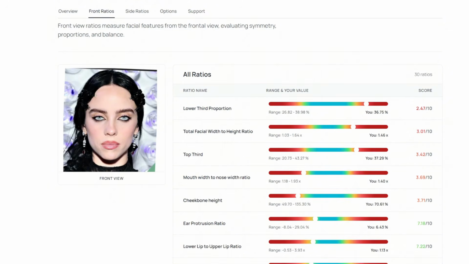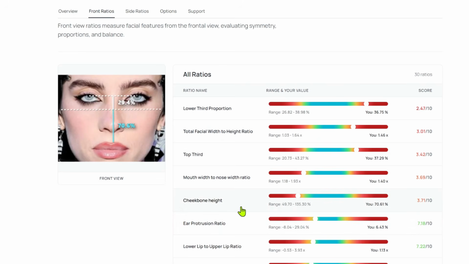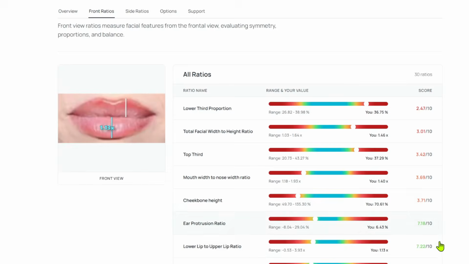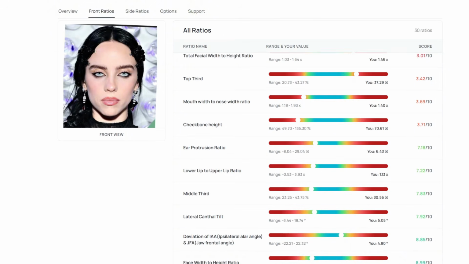So it's there. Her cheekbone height is also out of the ideal range at a 3.71 out of 10. Her mouth width to nose width ratio is also 3.69 out of 10. So these are some pretty low scores, but after that she gets pretty good scoring for her front ratio, honestly.